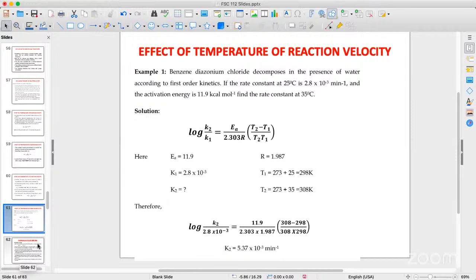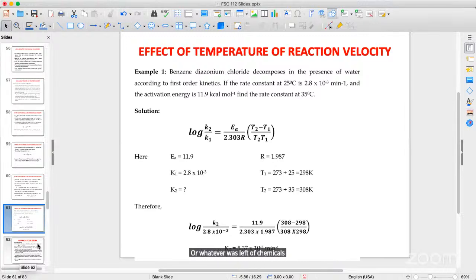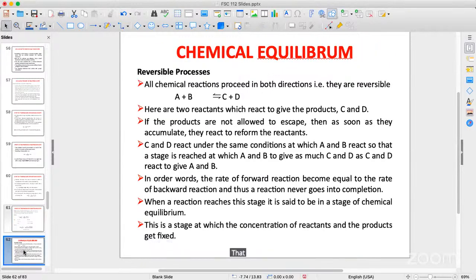Now, that is where we stop for chemical kinetics. I thought I was going to spend 20 minutes on whatever was left of chemical kinetics, and I already spent 40 minutes. Okay, now, we can start our chemical equilibrium. That is the second topic.